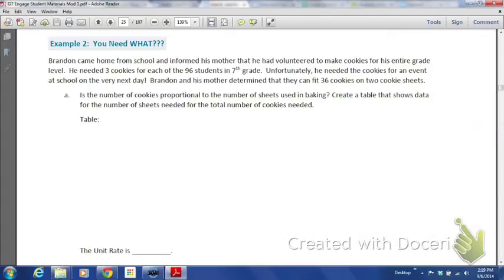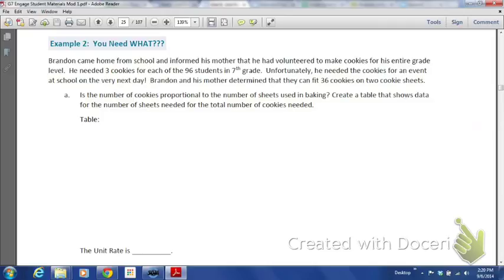We have 2 more examples in your binder that I would like you to do. I'll go ahead and read the problem right now, and you can go ahead and fill out answer A and B, similar to what we did in example 1. And if you would pause while you do that, and then come back and I'll go over the problem with you.